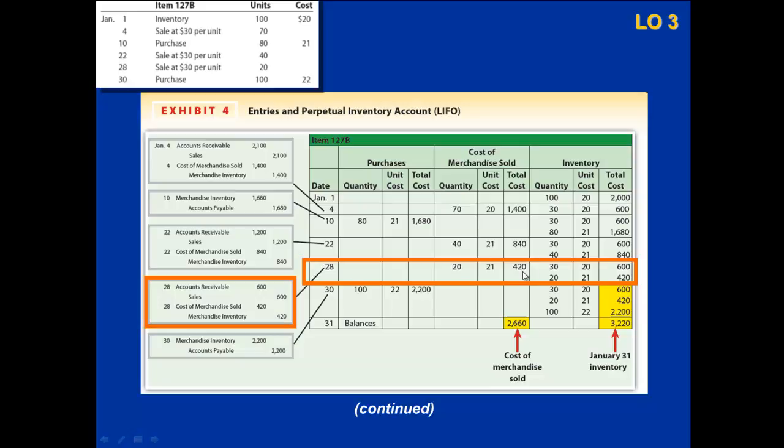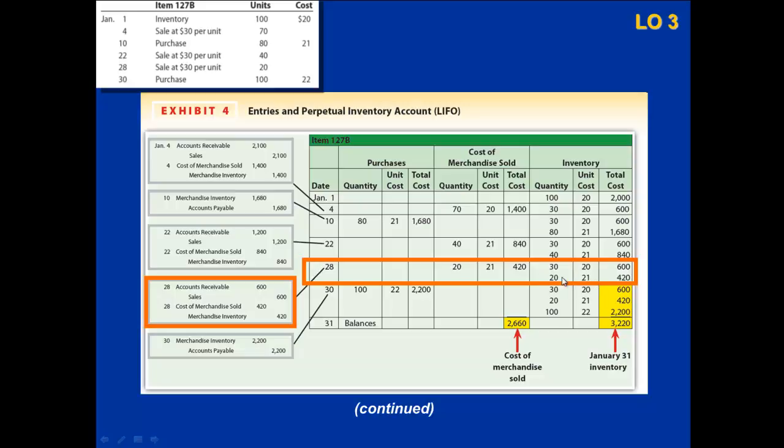So we sold 20 more. Well, after the last sale, we were left with these 40 units at $21 a unit, right? So now when we make another 20-unit sale, we assume, hey, these are still the more fresh. These were the latest ones that we have in our inventory. So we're going to assume that those are the ones that are sold. So we're going to sell 20 of those at $21 a unit. And so the 40 minus this 20 is going to leave us with the balance here of 20.